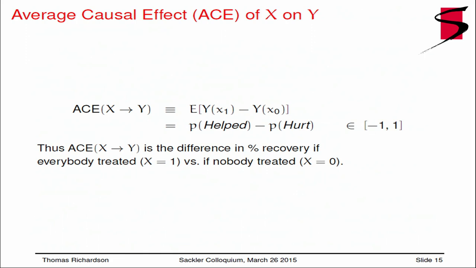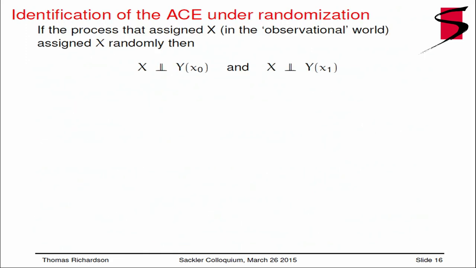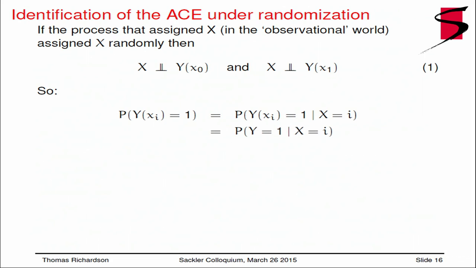Okay. So now suppose that X was assigned randomly in the observational world, so that X is independent of each of the potential outcomes. Then, just by the independence, we get this simple equality. And then by the way that the potential outcomes and the observed data are linked, we get that this will be equal to this. Okay.